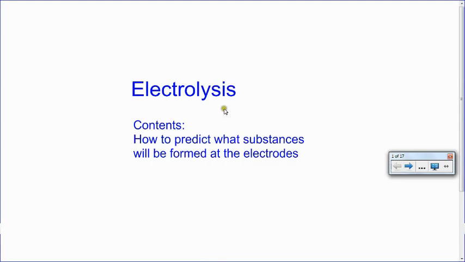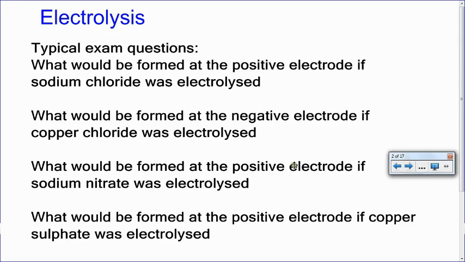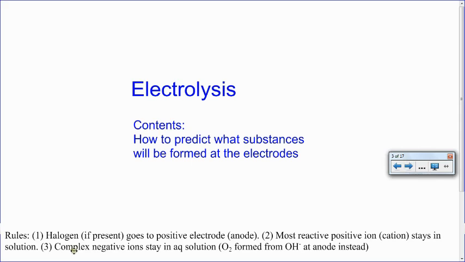So in this video we're going to look at using some methods to try and predict what substances will be formed. If you look at typical exam questions, you can see that you're given a range of compounds and you're asked what will be formed at the different electrodes. So we're going to use three rules that are shown down the bottom here to try and do this prediction.